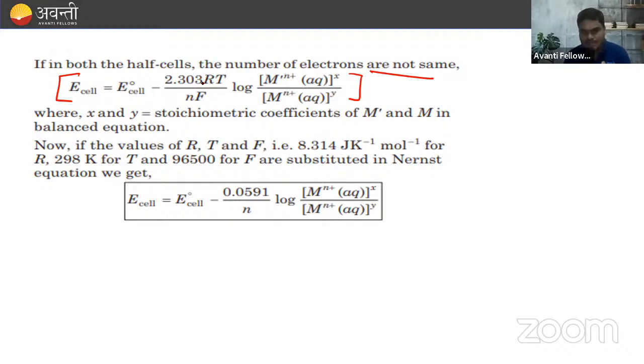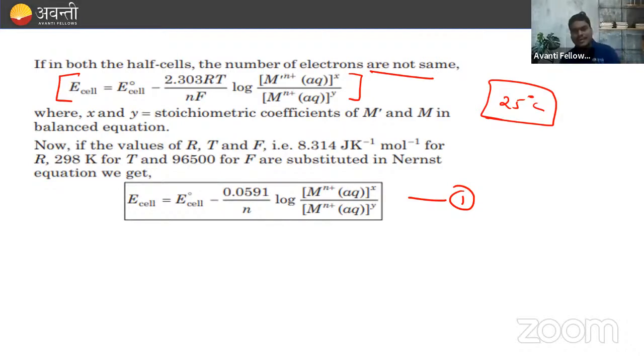Now, very interesting thing, we don't need to remember this long formula. We know the value of R, and most reactions are considered at 25 degrees Celsius only. If we know the temperature is 25, we know R, and we know the Faraday constant, that is 96,500. Then we put all these values and we get the standard formula, which is the standard formula of the Nernst equation we are going to use while solving numericals.